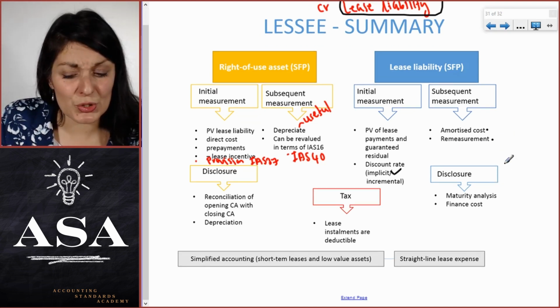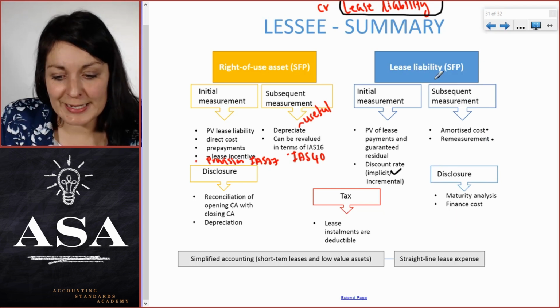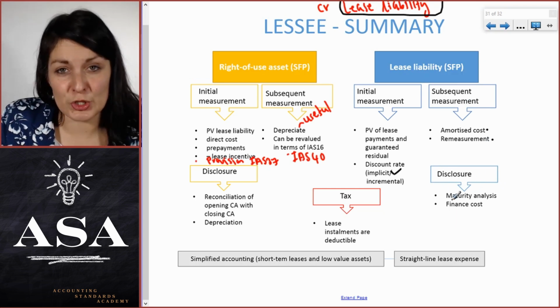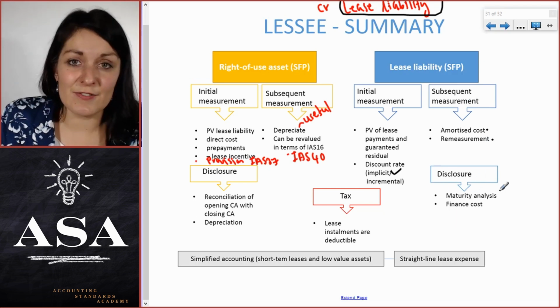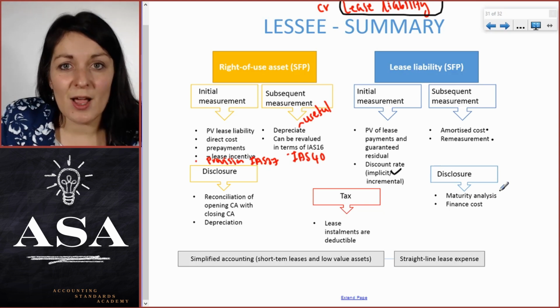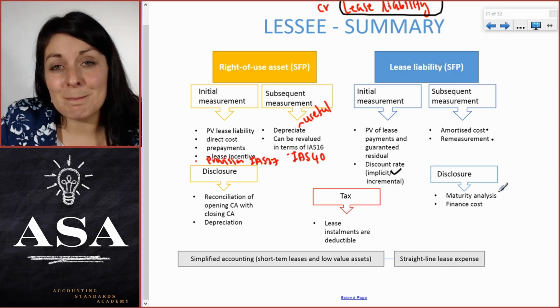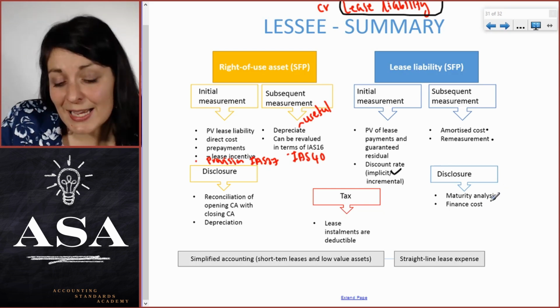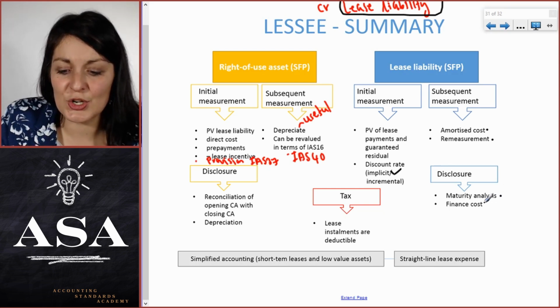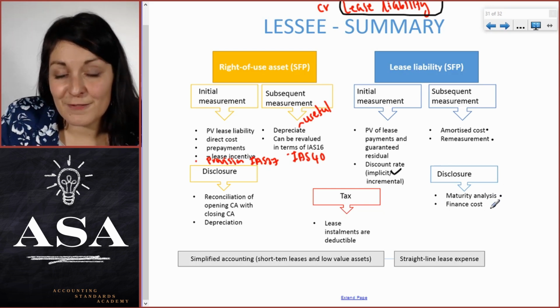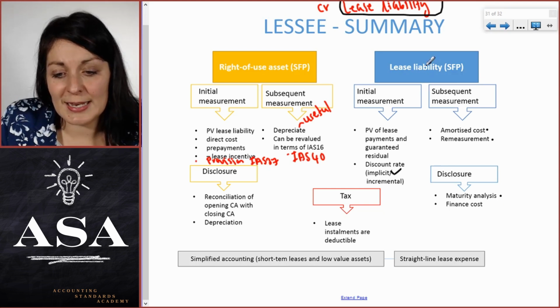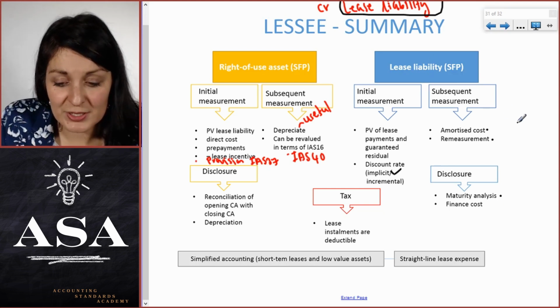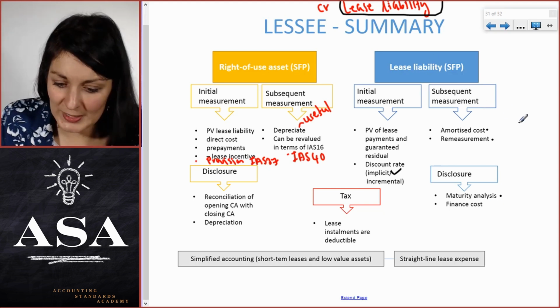Then when it comes to disclosure of the lease liability, you have to do a maturity analysis. That is very simply just showing all the remaining lease payments per year. It's an undiscounted amount, so it's quite easy to do. And then remember that the finance cost on the lease liability has to be separately disclosed in terms of IAS 1.